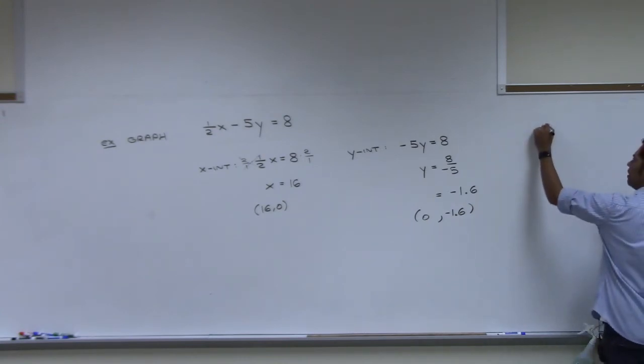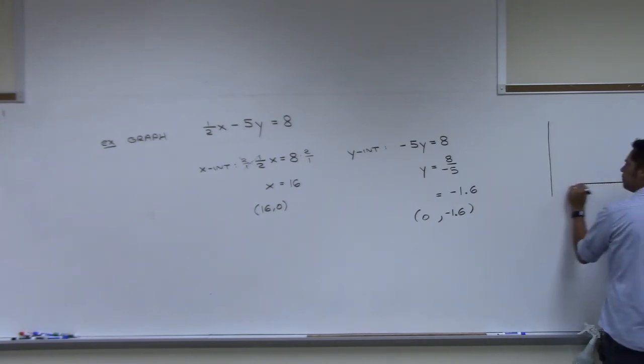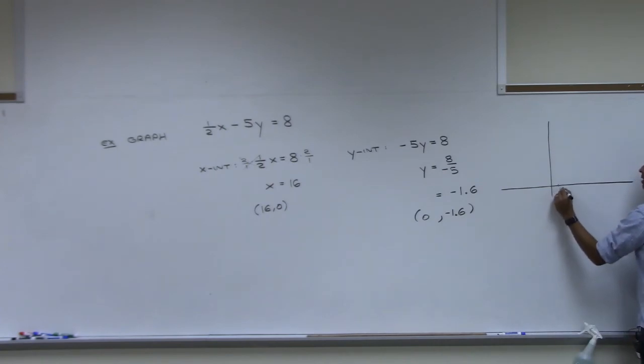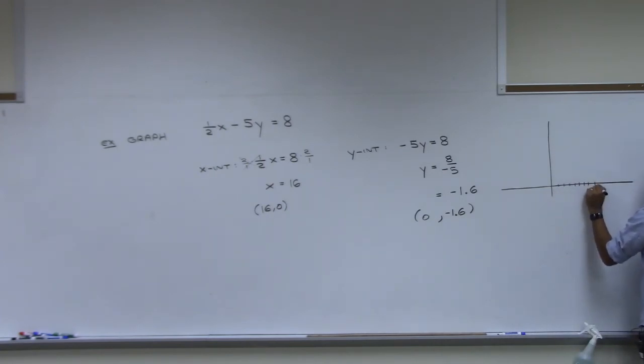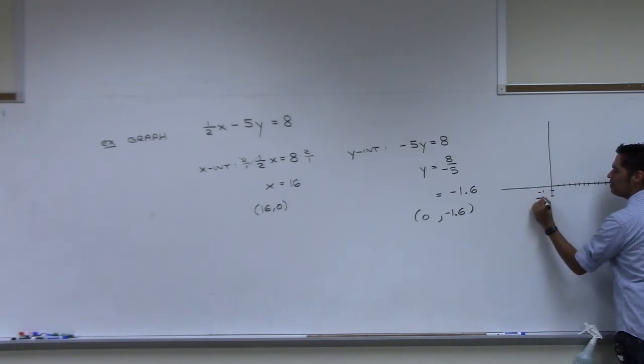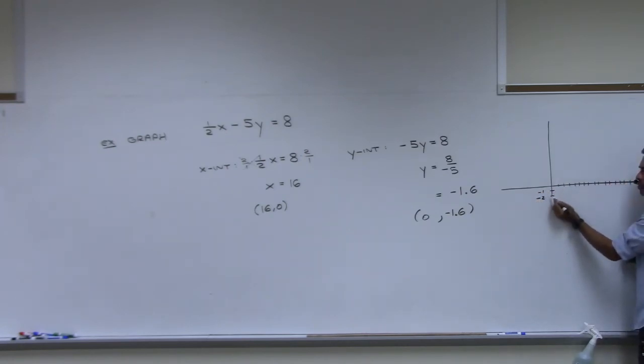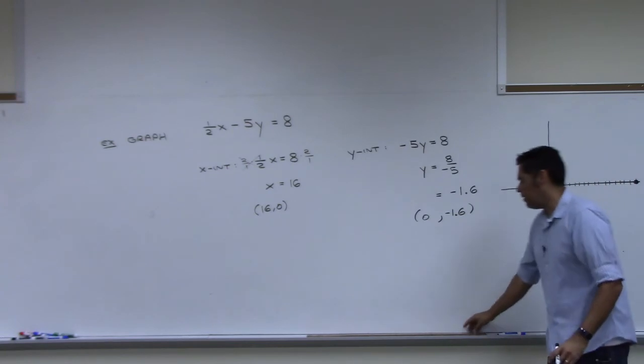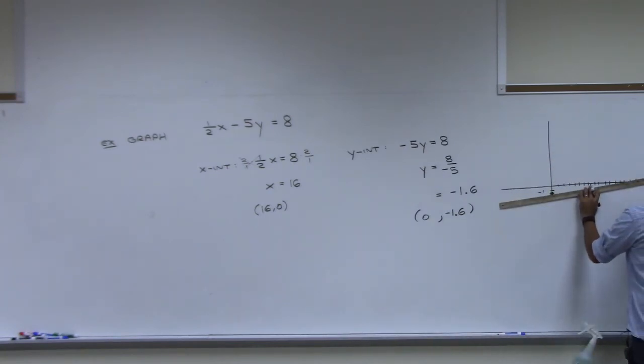So let me squeeze that in here. Okay, 1, 2, 3, 4, 5, 6, 7, 8, 9, 10, 11, 12, 13, 14, 15, 16. That's (16, 0). And then (0, -1.6). So here's negative 1, here's negative 2, right? Negative 1.6 is somewhere in there. Good enough? And then we draw our line through the 2.